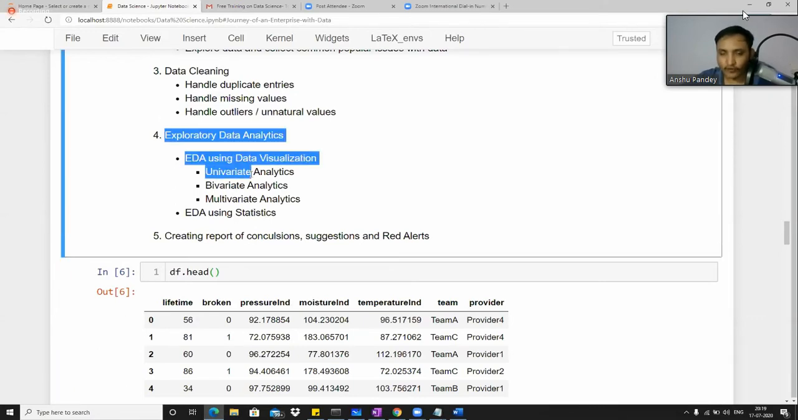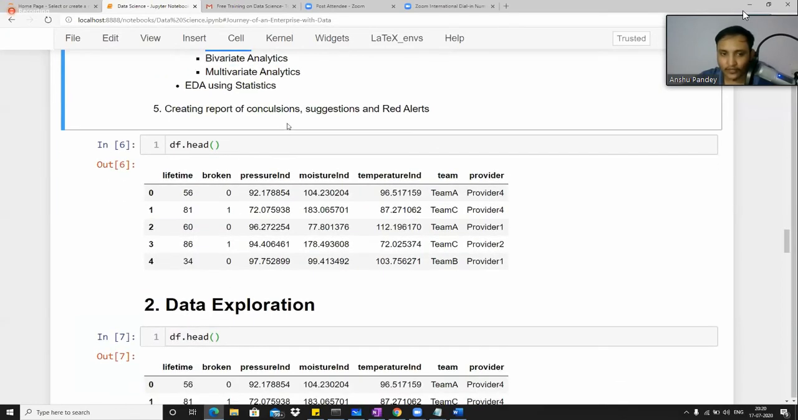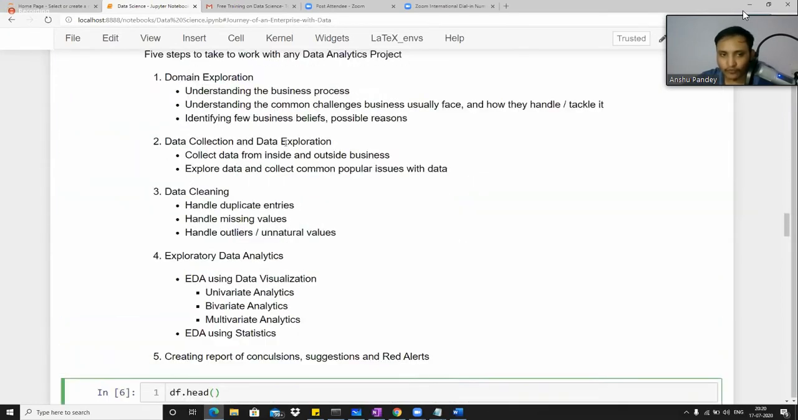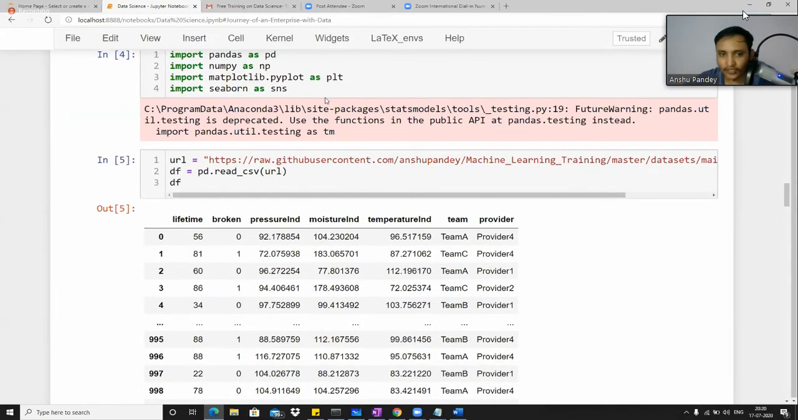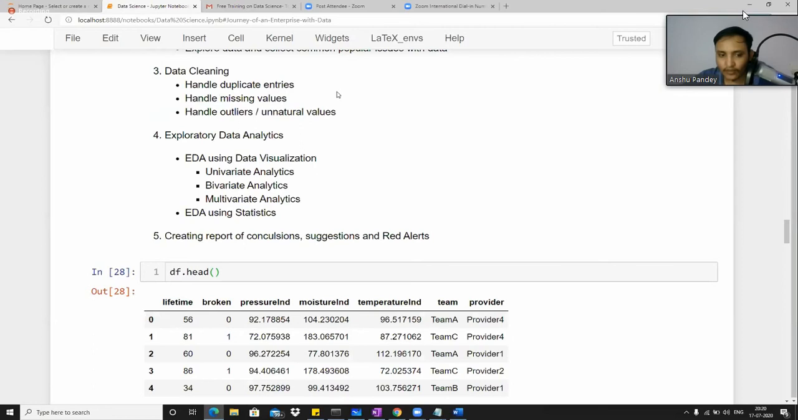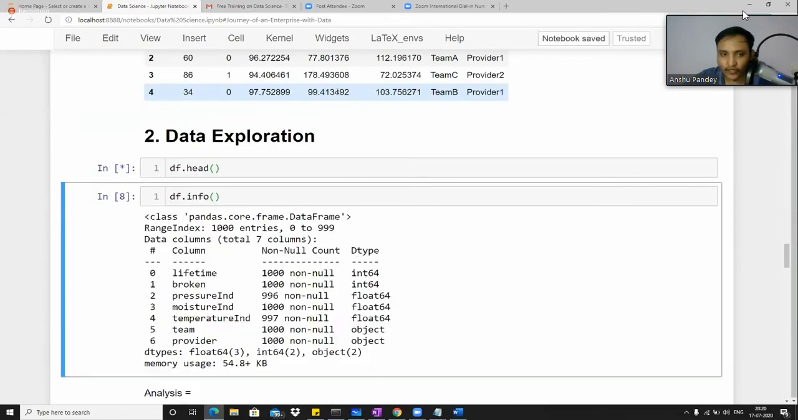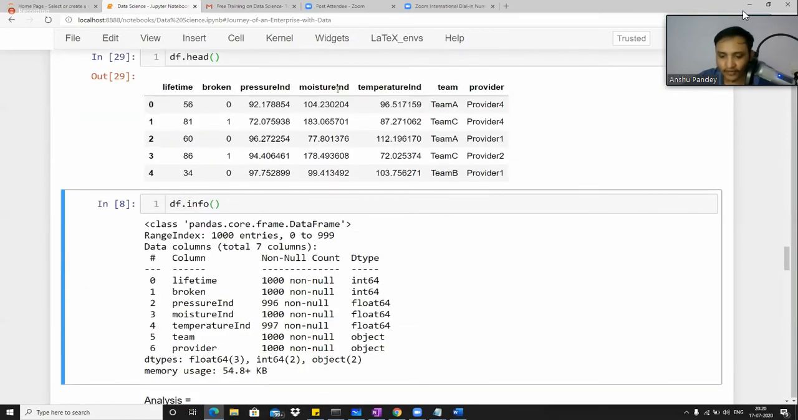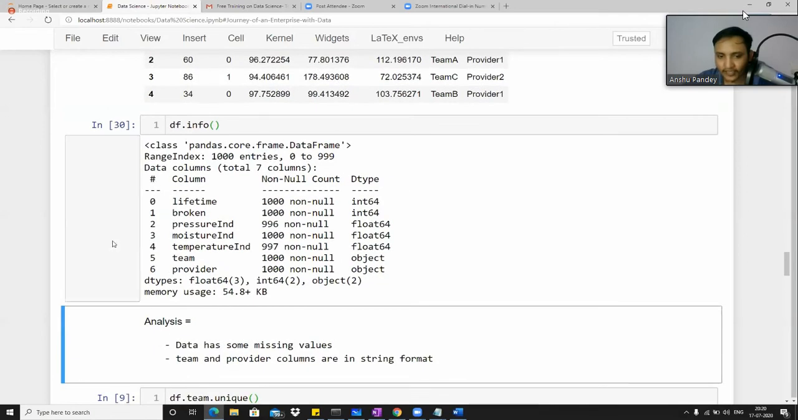The fourth step is where you actually perform the real analytics, which is what we're going to be starting today. We already started by loading the data, so let me run this again. We started with data exploration. We have seen df.head, and we don't have any identifier. Info helped us understand that there are 2 columns with categorical features, team and provider.